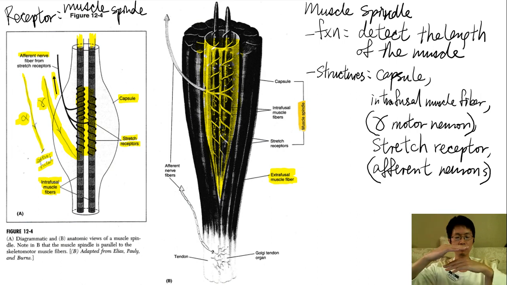Similarly, when the extrafusal muscle fiber, let's say your quadricep, relaxes and increases in length, the intrafusal muscle fiber will also relax and increase in length at the same time, because the muscle spindle is embedded inside the extrafusal muscle fiber, or quadricep. So the changes of length will be together. Okay.